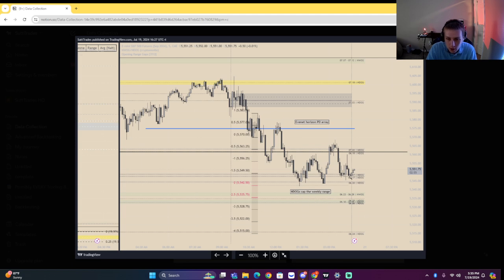So Monday, my draw on liquidity is this new week opening gap here. And then here we have these new day opening gaps. We're capping the daily range on ES. We have this standard deviation that we can project from this high to low. -2.5 gets respected nicely there.